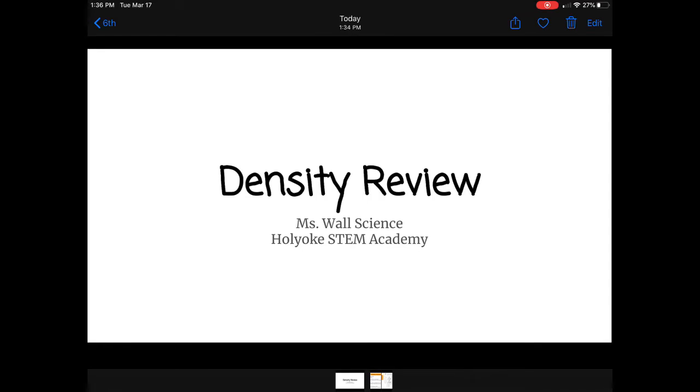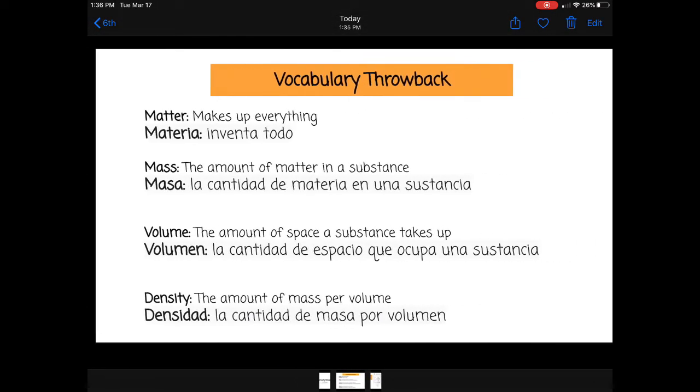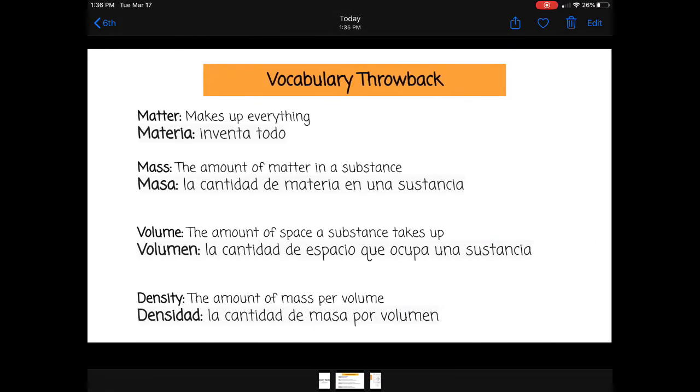Today we're going to do a little bit of a density review because I have an MCAS question that I want you to answer. And I know that you got this. I know we've kind of beat the dead horse, which is density. However, this question will really help me understand what I need to work on and if I can move on to a new unit or not. So that being said, let's take a look at our vocab.